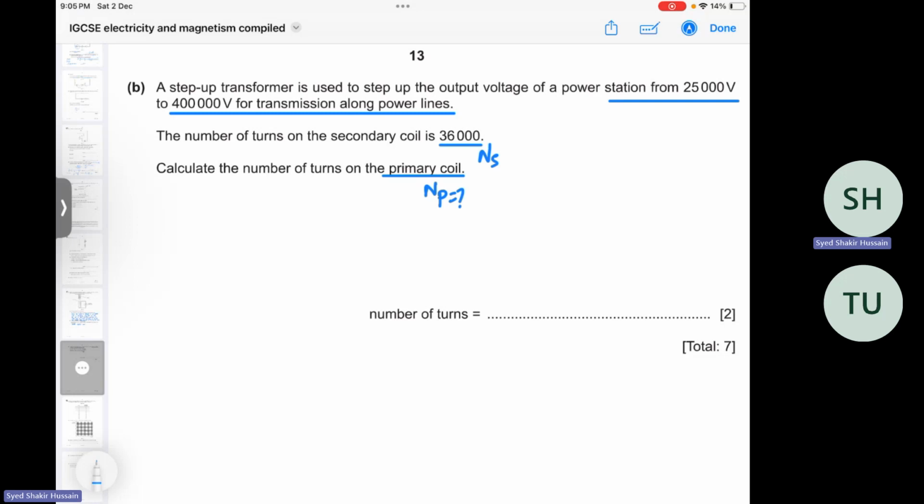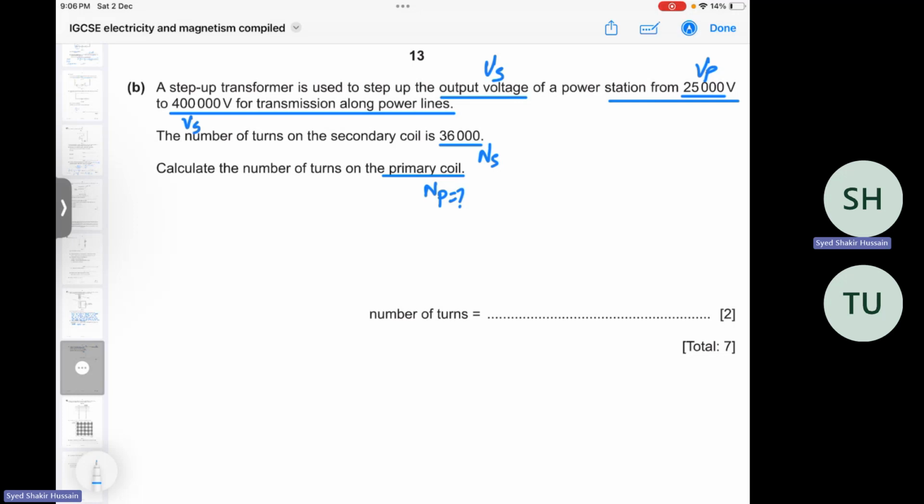And you know the output voltage is what? VS, the voltage in the secondary coil. It's stepping up the output voltage of the power station from 25,000, so this is the primary voltage, and it's stepping up to 400,000. So this is the secondary voltage, right?